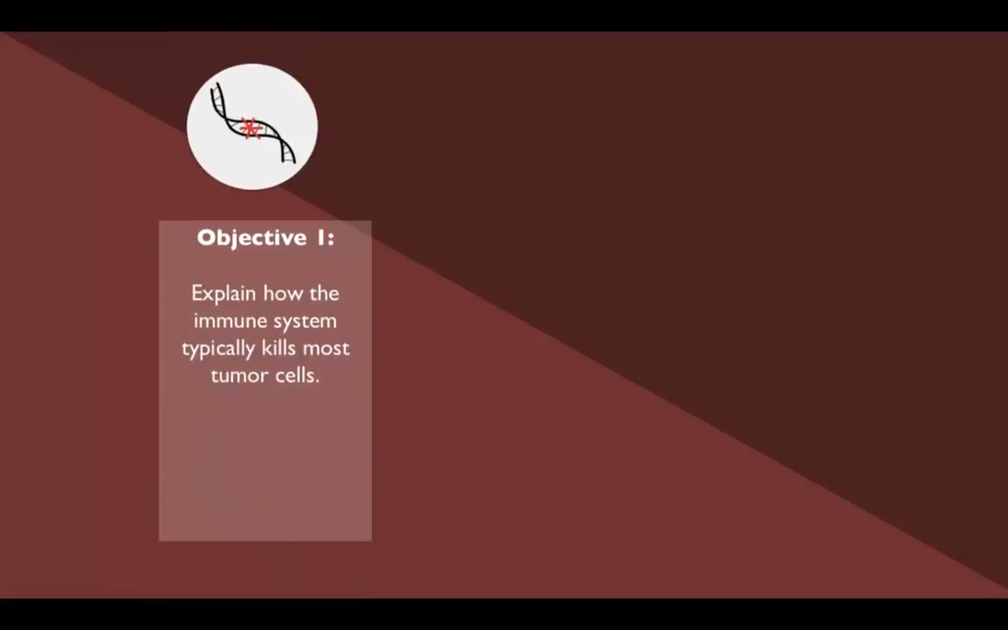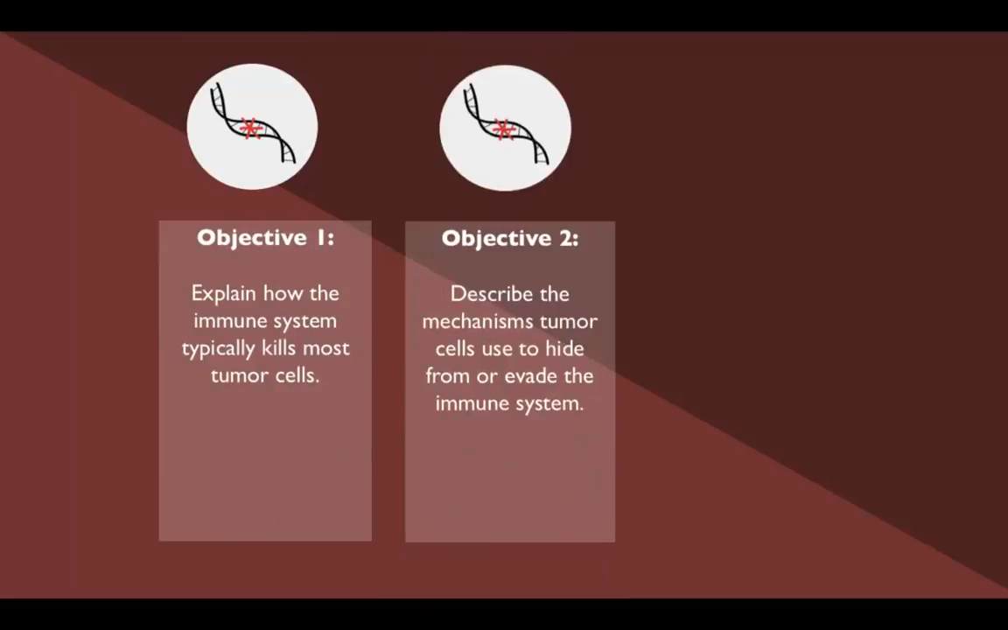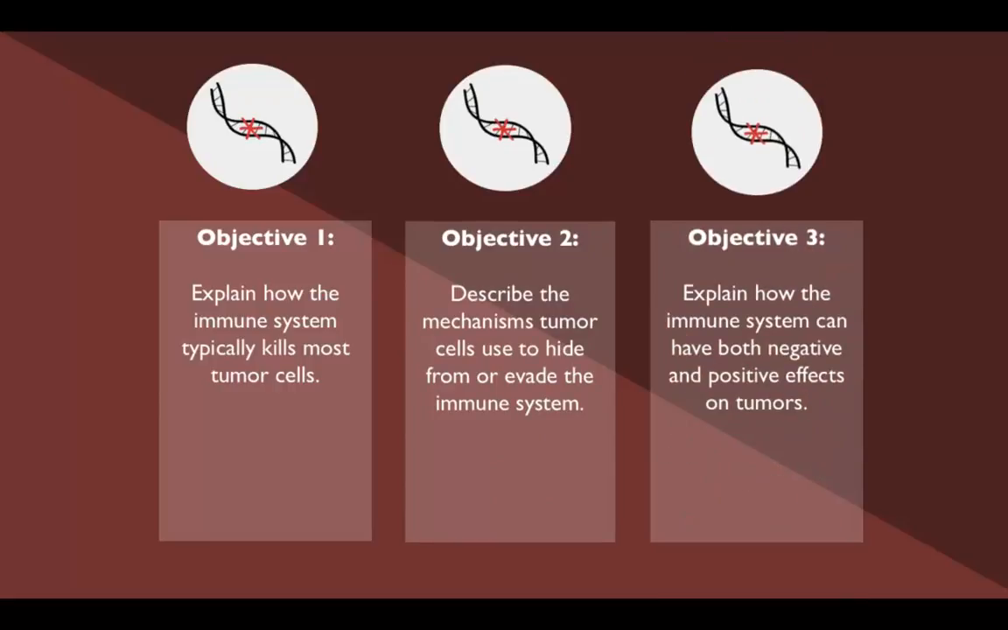At the end of the lesson, the students should be able to explain how the immune system typically kills most tumor cells, describe the mechanisms tumor cells use to hide from or evade the immune system, and explain how the immune system can have both negative and positive effects on tumors.